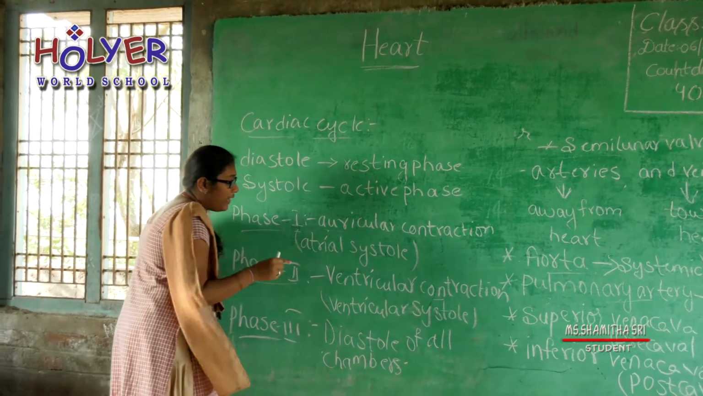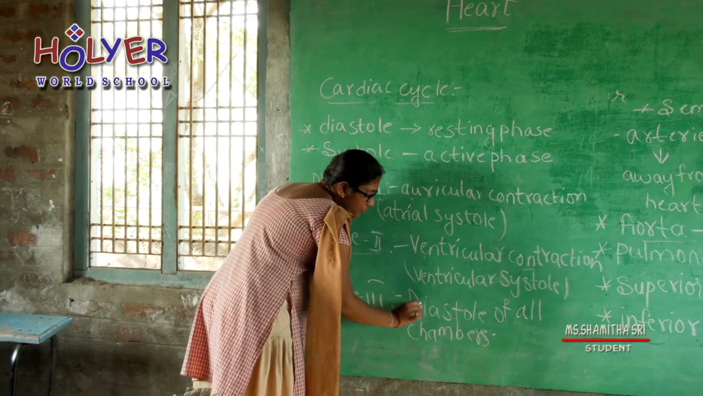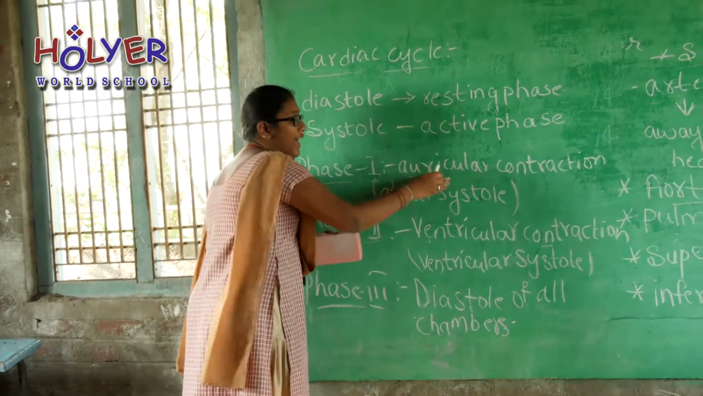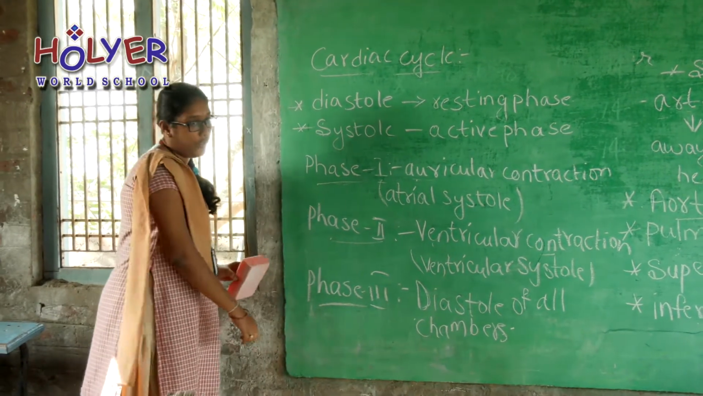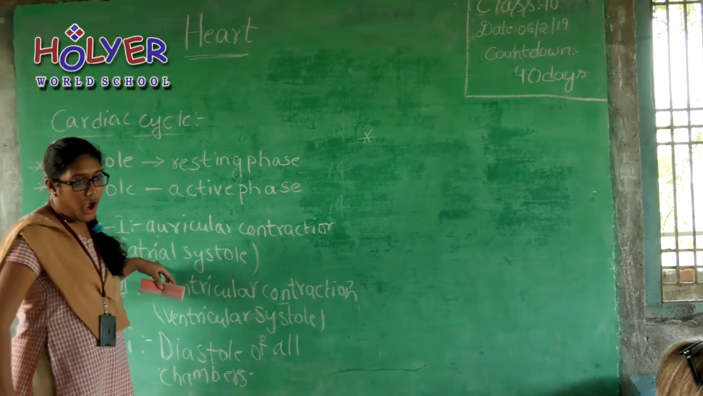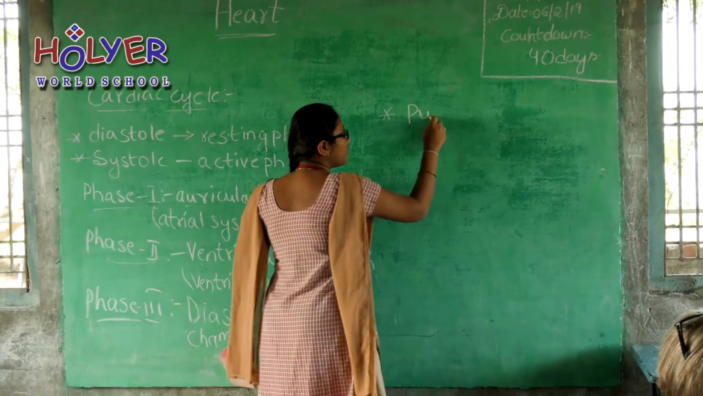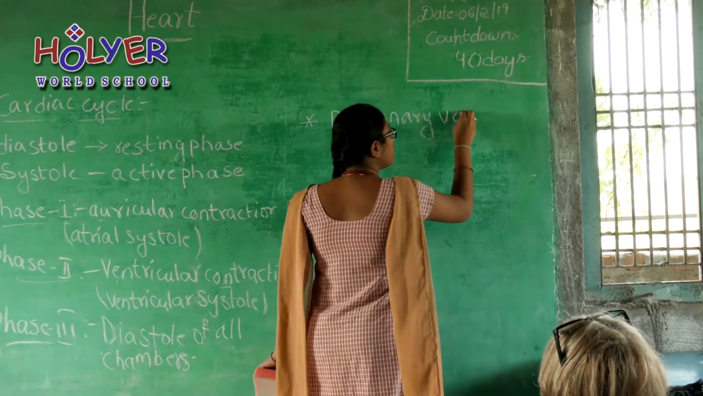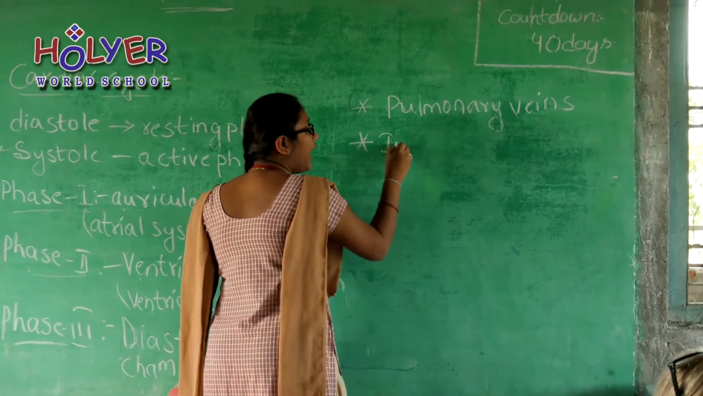So there will be some gap from the first auricle. The rest phase is known as diastole. In this third phase, the blood again fills the auricles. This phase is diastole of all chambers, the third phase. And now blood comes into the auricles. From where? From the pulmonary veins and from the inferior and superior vena cava.